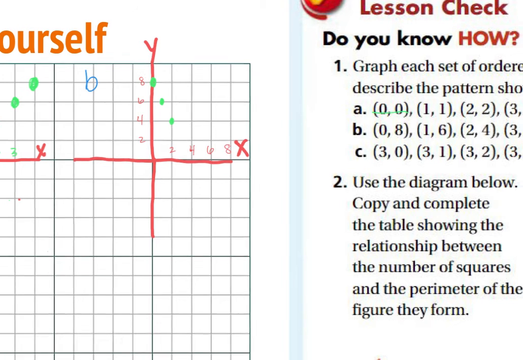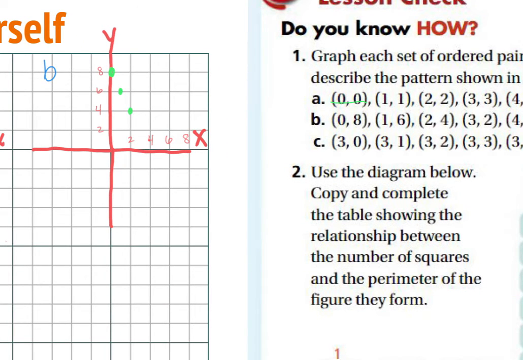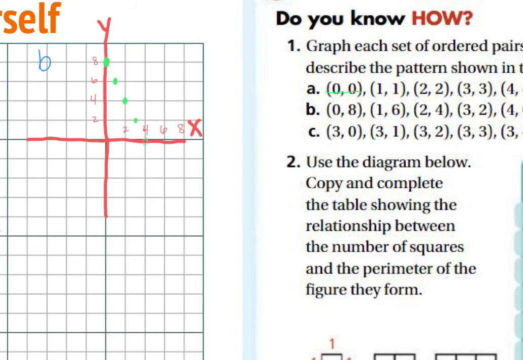Then we've got 3, 2. And 4, 0. So if we were to describe this using words, it appears that every time we increased x by 1, we decreased y by 2. So we're going down 2 whenever we go over 1.